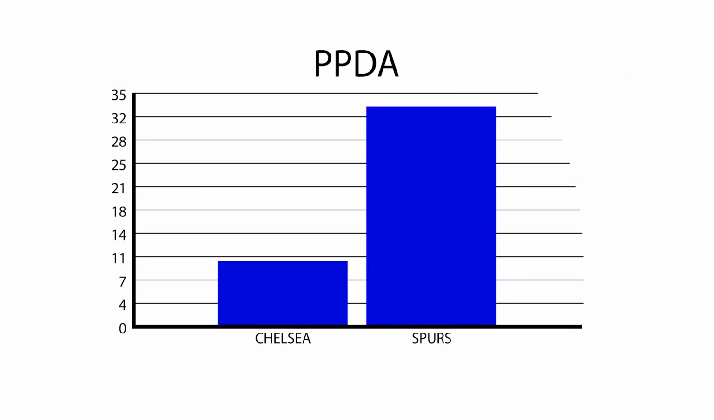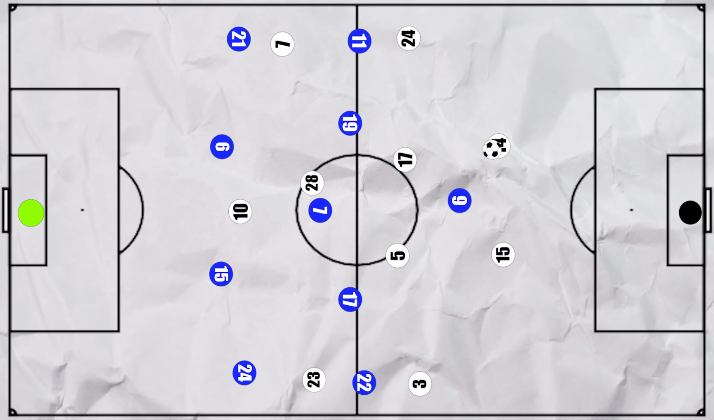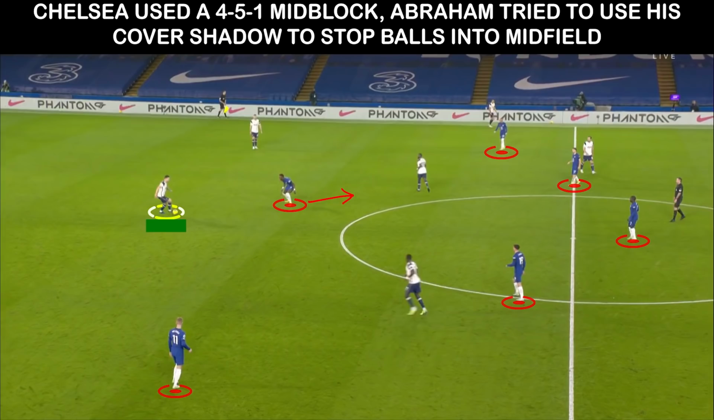This was because the Blues were willing to press higher with a passes per defensive action of just over 10. But when Spurs were caught higher up, Chelsea settled into a mid-block 4-5-1, with Tammy Abraham primarily looking to cut the route into Højbjerg.